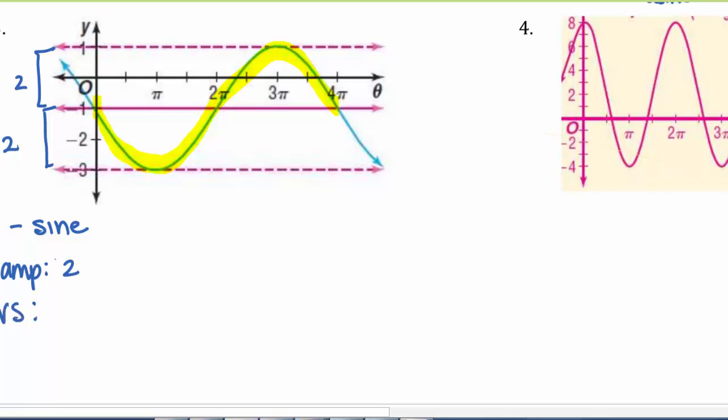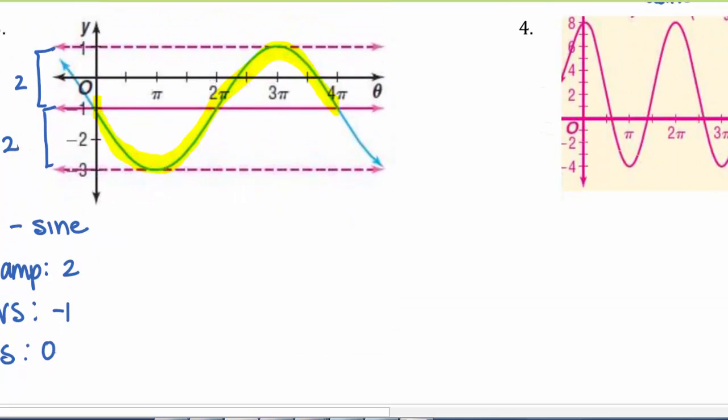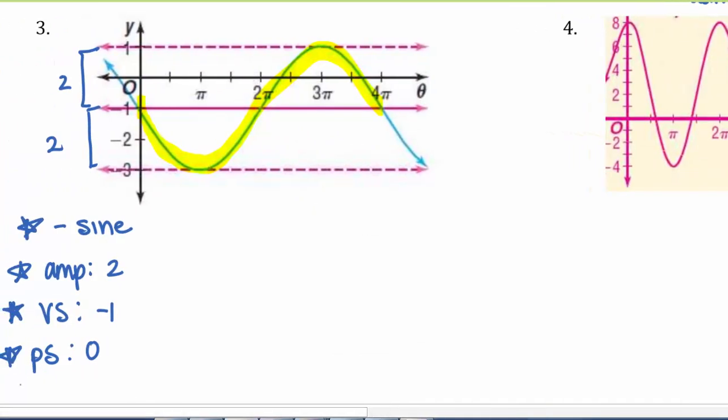The midline represents a vertical shift. Well, the midline is at -1, so my vertical shift is -1. You need to figure out if you have a phase shift. Well, since my x values are starting at 0, I don't have a phase shift. It is 0. And my period is going from 0 to 4 pi, right? I'm starting at x values at 0 and back to the beginning at 4 pi. So my period is 4 pi.